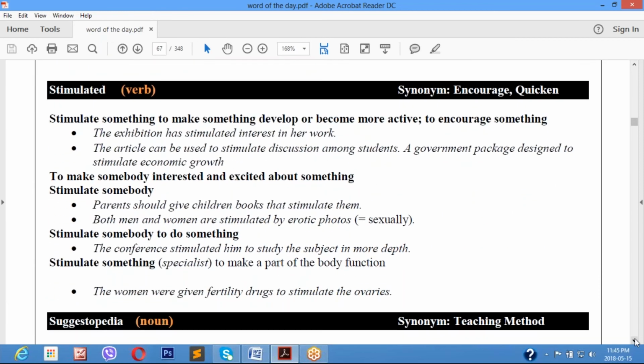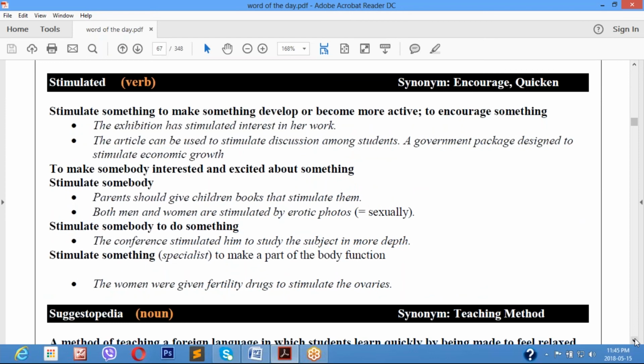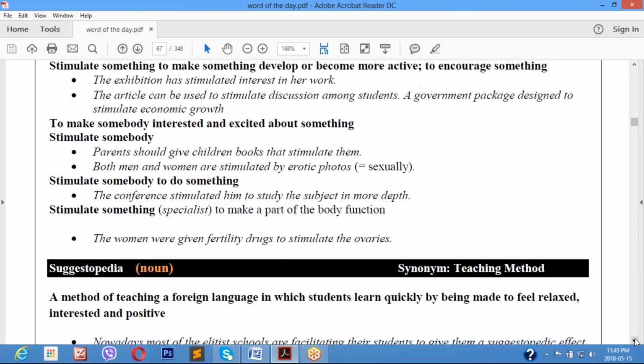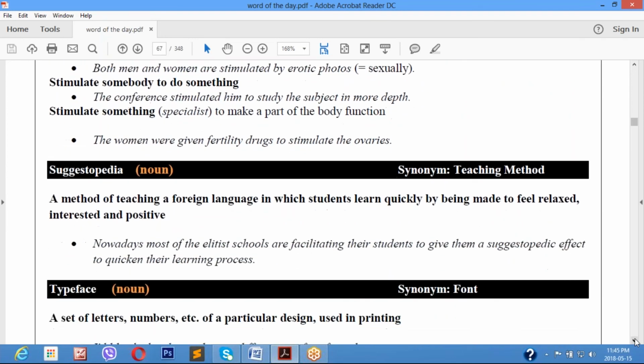स्टिम्युलेटेड, स्टिम्युलेट कहते हैं इनकरेज करना, तेज कर देना किसी चीज को, स्टिम्युलेट करना तेज, something to make something develop and become more active, to encourage something, किसी को, किसी आइडियाज को, माइंड को, उसकी हिम्मत को बढ़ा देना, उसको इनकरेज कर देना. Stimulate somebody to do something, the conference stimulated him to study the subject in more depth.